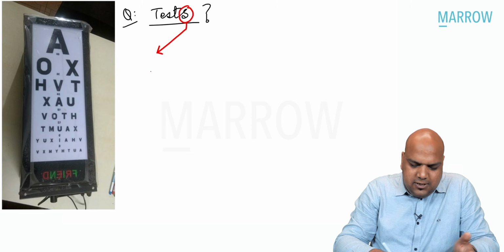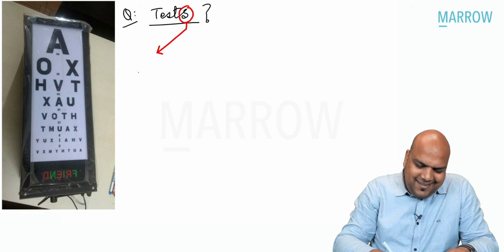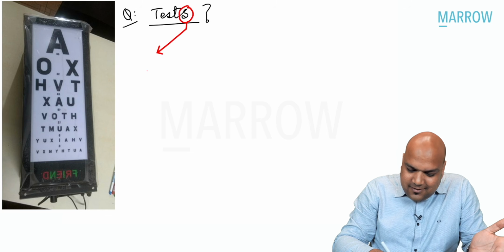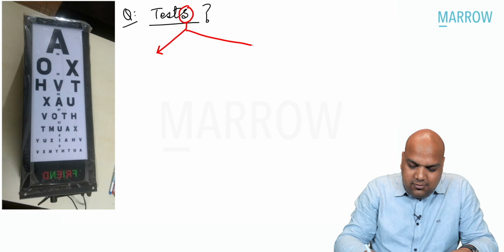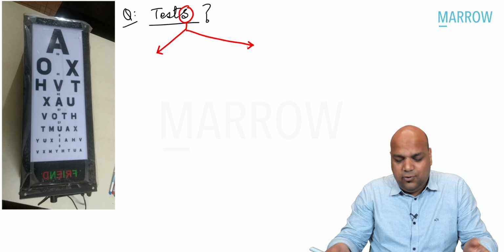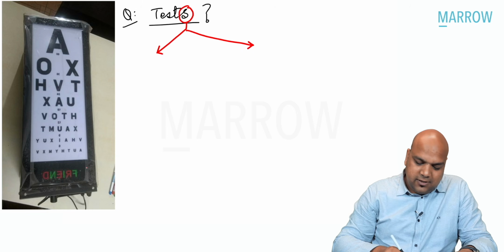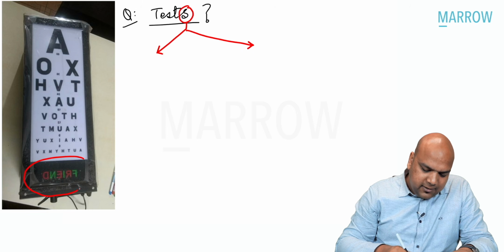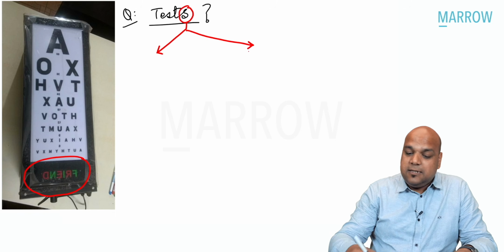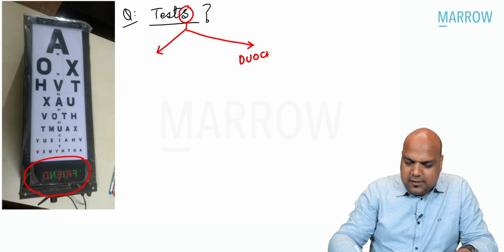Yes, sir, this is the Ishihara chart. No, no, not the Ishihara chart. This is what chart? Answer the second one first. What is written at the bottom of the screen? This is the duochrome test. Yes, sir, this is written in red and green color, duochrome test.